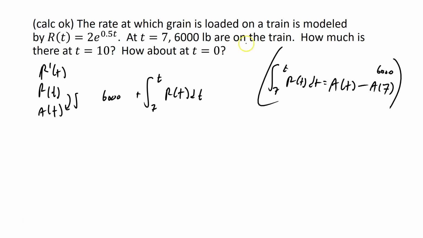So what we want to know now is how much is there at t equals 10. So the amount at time 10 is going to be 6,000 plus the integral from 7 to 10 of r of t dt, which is 2e to the 0.5t. Now this is a calculator question. Don't waste your time finding an antiderivative for this. We can find an antiderivative, it's pretty easy. But if we're given a calculator, we might as well just use the calculator. So let's hop over to our calculator.